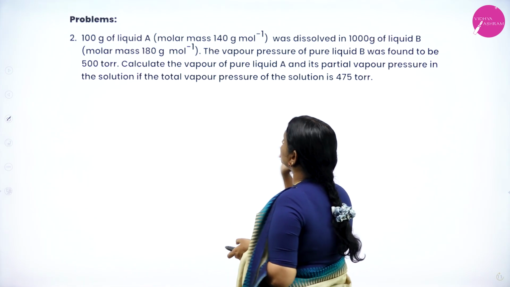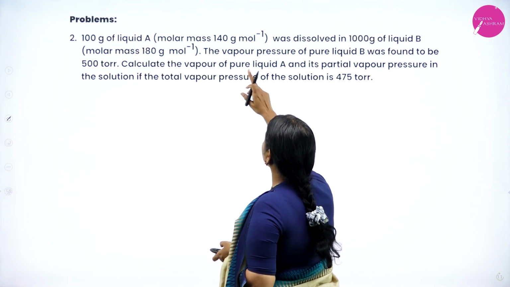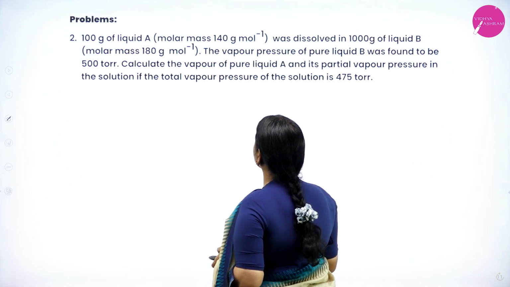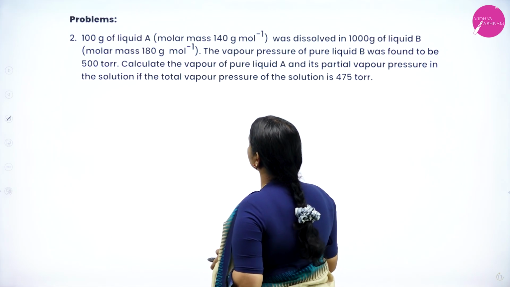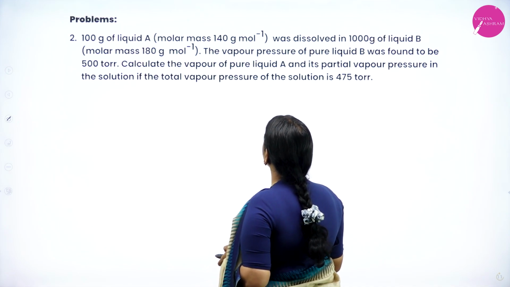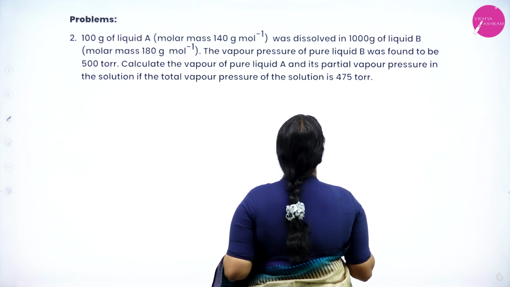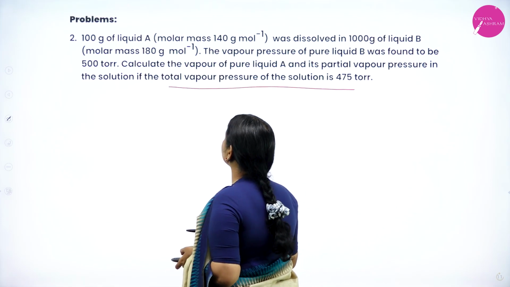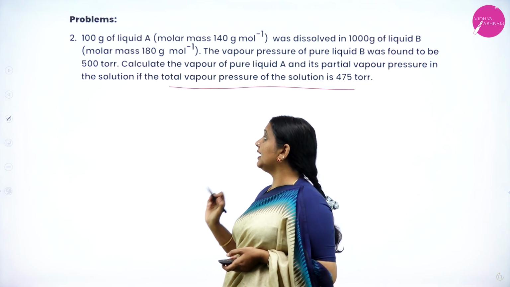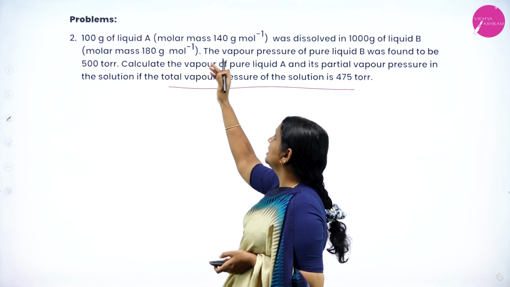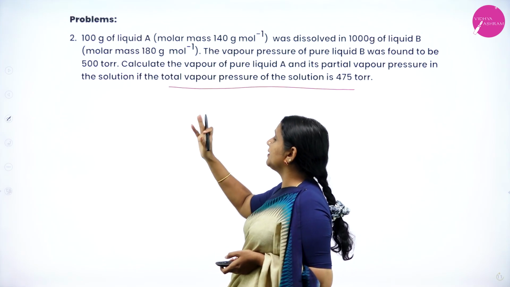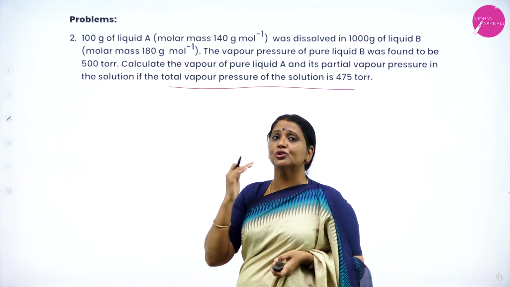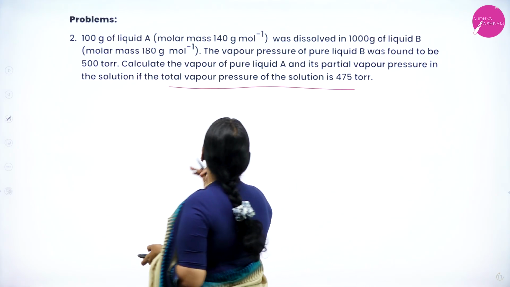Similarly, 100 gram of liquid A, molar mass 140, was dissolved in 100 gram of liquid B, molar mass 180 gram. The vapor pressure of pure liquid B was found to be 500 torr. Calculate the vapor pressure of pure liquid A and its partial vapor pressure in the solution if the total vapor pressure is 475 torr. Here, liquid A and liquid B are given along with their molar masses. From this, you have to calculate what exactly.